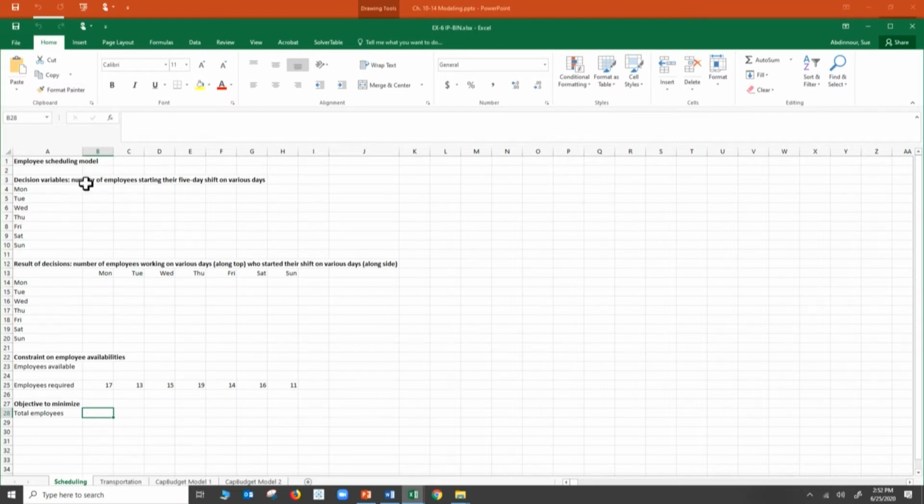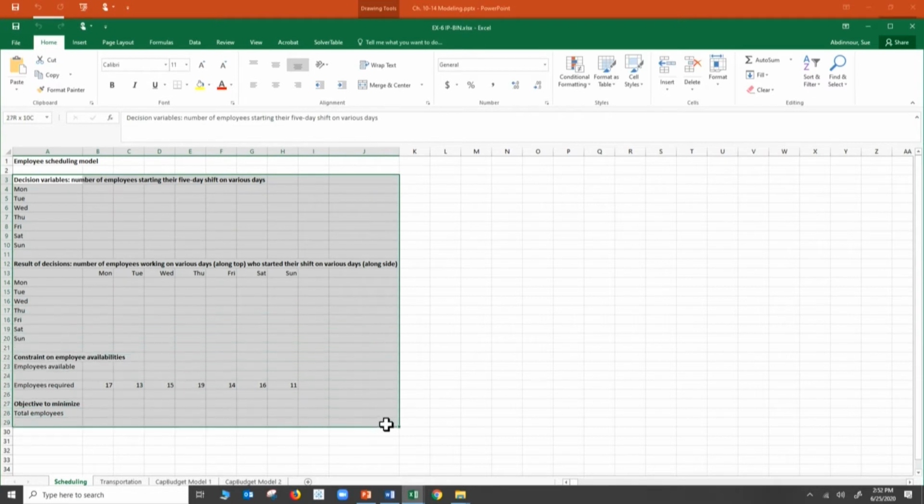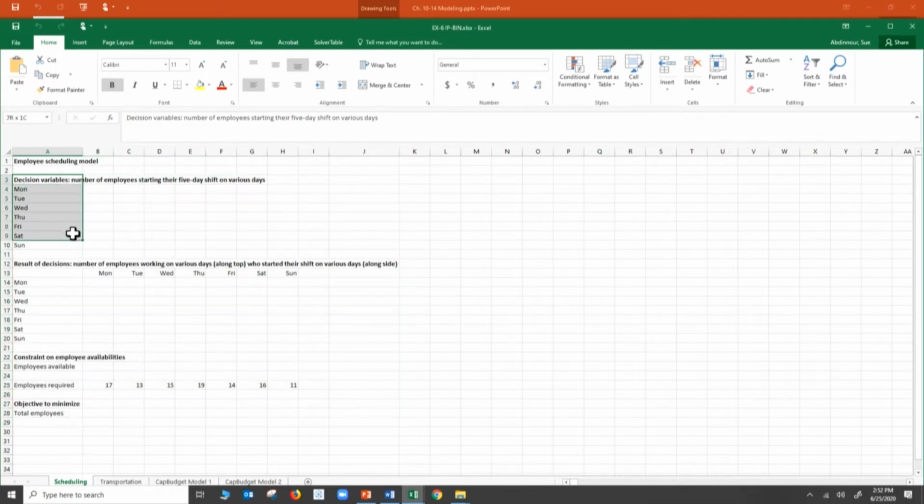So the key here is to lay out the spreadsheet like this, where you have room for decision variables, and those are the trick. How many people start on Monday? Not how many people do I need on Monday or Tuesday. It's not a product mix problem where it's like, okay, give me the good combination that would meet the demand every day. It won't work here. A product mix problem won't work here.